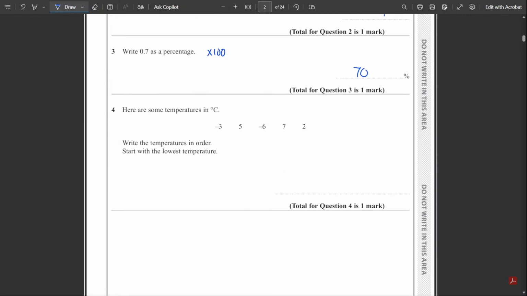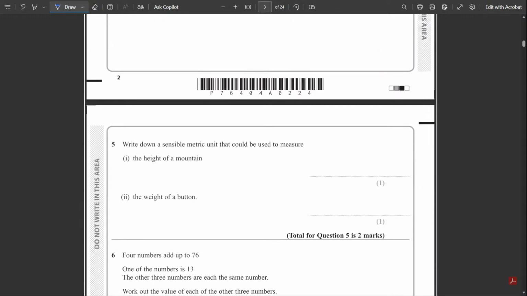Write down the temperatures in order, starting with the lowest number first. The bigger the negative number, the smaller it is. Okay, so -6, -3, 2, 5 and 7.